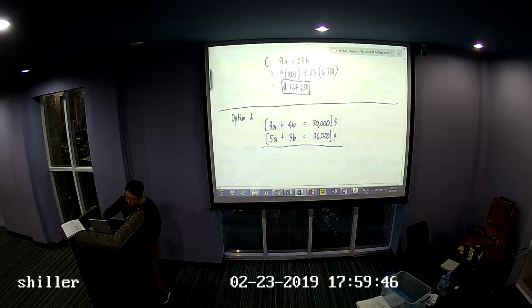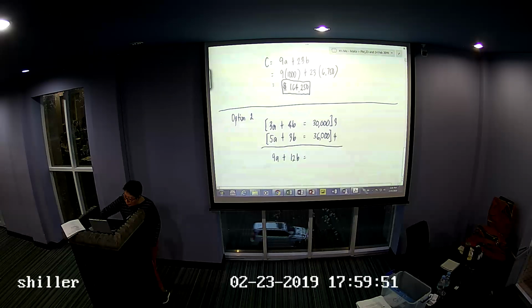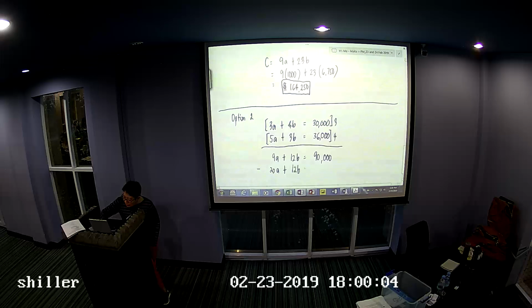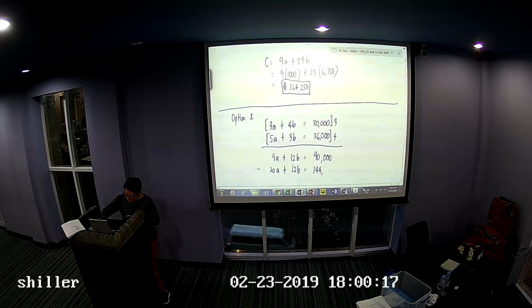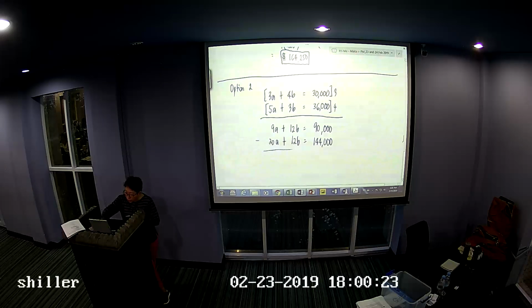So this will be what? 9A plus 12B is equal to 90,000. Very good. The lower one would be what? Minus 20A, is that correct? Plus 12B is equal to that, $144,000, correct? Everybody's following? Okay? You know what I'm doing, right?